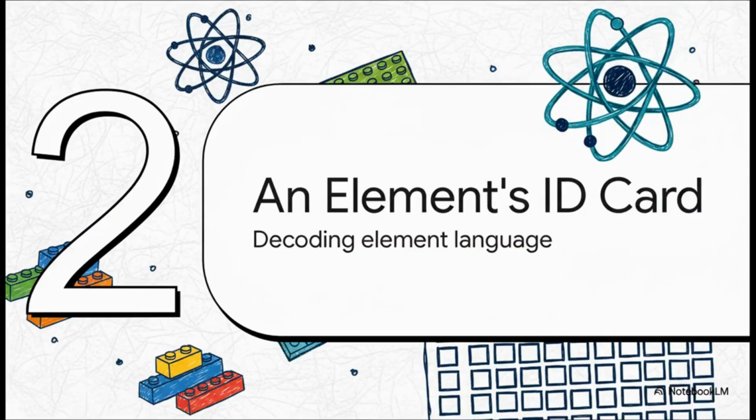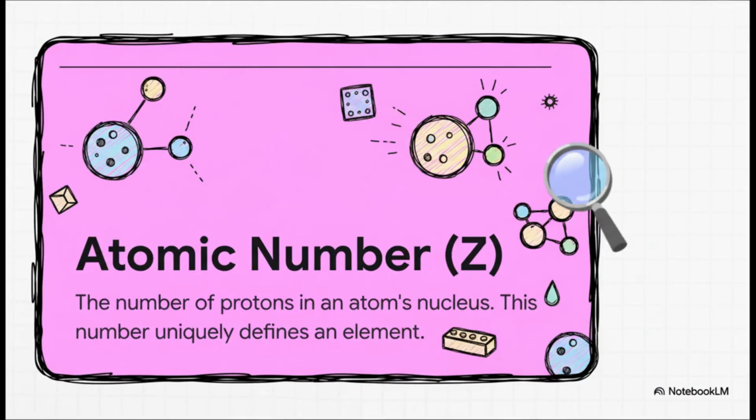Okay, so if the number of protons is the core identity, how does that work exactly? Well, that takes us to Section 2, an element's ID card. Let's learn how to decode their language. This right here, this is the single most important number in chemistry, the atomic number. It is, quite simply, the number of protons in the nucleus. Any atom with 6 protons is carbon, period. Any atom with 8 protons is oxygen, no exceptions. It's the absolute defining fingerprint of an element.